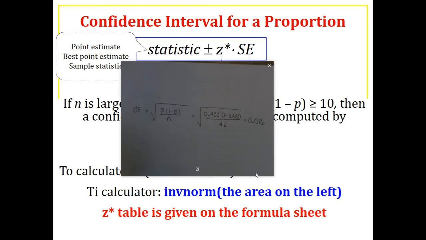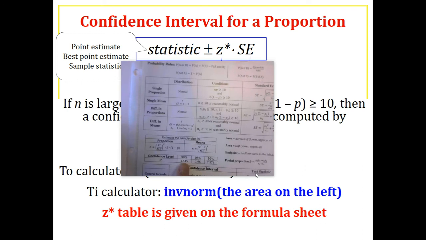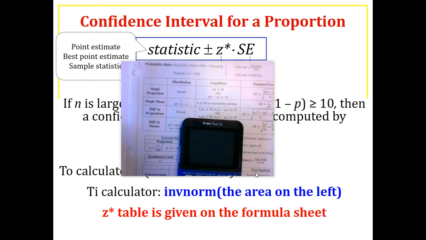Sorry, I have to keep moving around on you guys like this. You might feel dizzy by the time all this is over with. This is our 90, this is our 95, this is our 99. And I'm just going to run that on a calculator so you can see how that works.